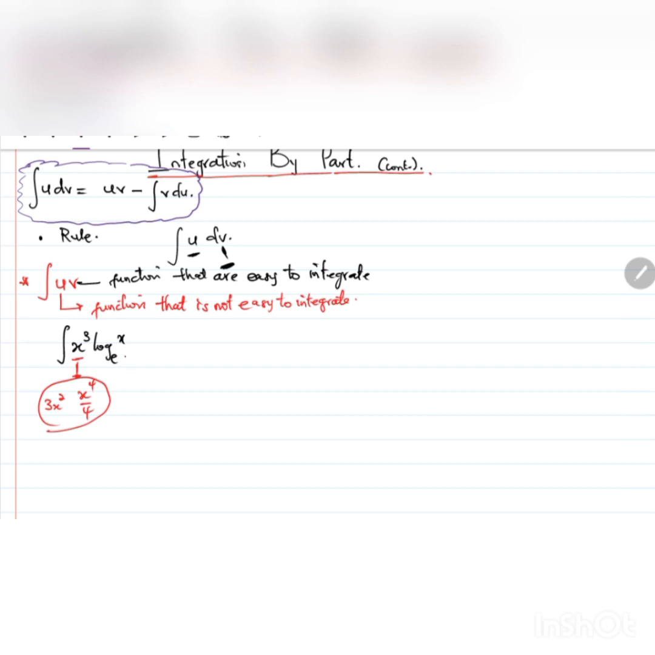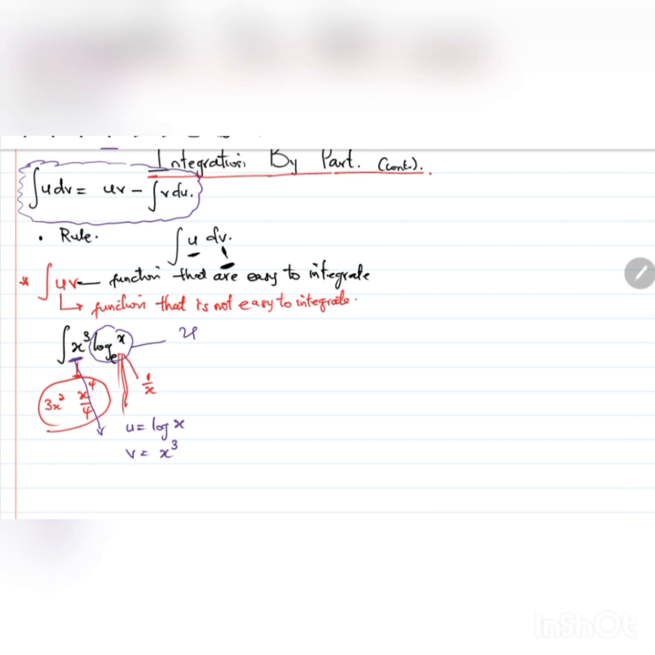But log x, if you differentiate it, gives us 1 over x. But if you are to integrate it, it's not easy to integrate, apart from using your standard techniques or using integration by parts on it before you can integrate it. So since log x is not easy to integrate, it means my log x will be my first function, which is u. And x cubed, which is easy to integrate, will be my v. So I can say that u is equal to log x and v is equal to x cubed.